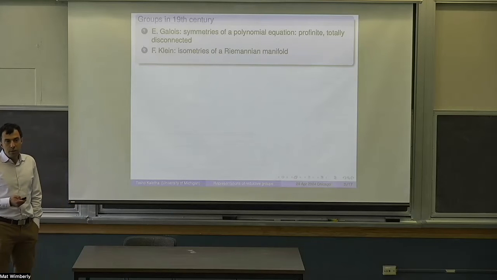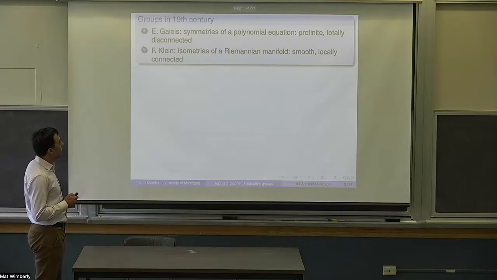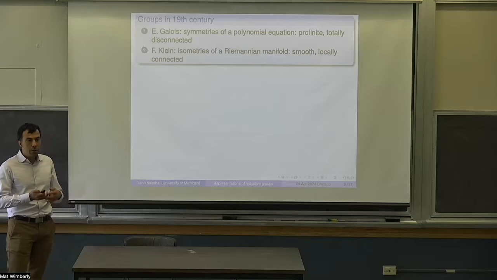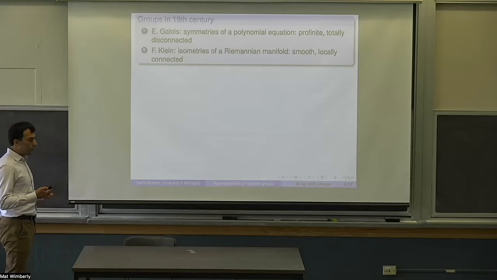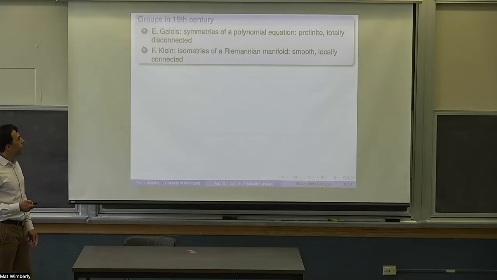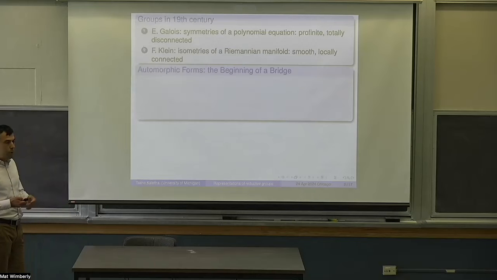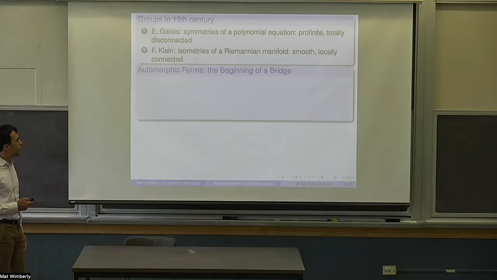If you consider the isometries of a Riemannian manifold, what you see is a group which also has a topology, but this topology is very different. It's a locally connected topology of a Lie group. So those two sources of symmetries and of groups had different origins and produced different looking groups. But in the 20th century, there was a bridge that started emerging between those two different concepts of symmetry.